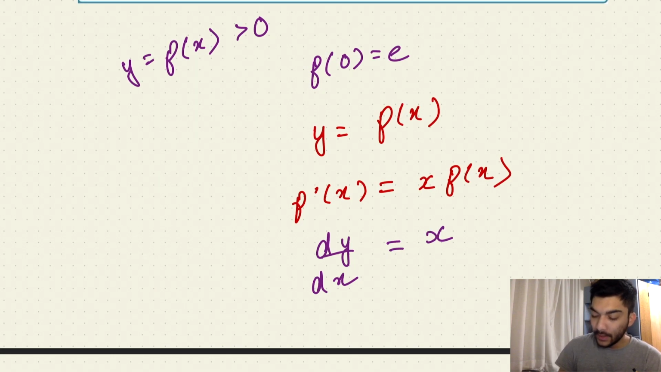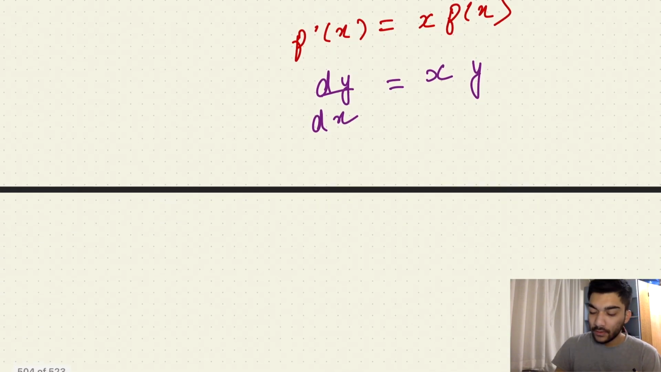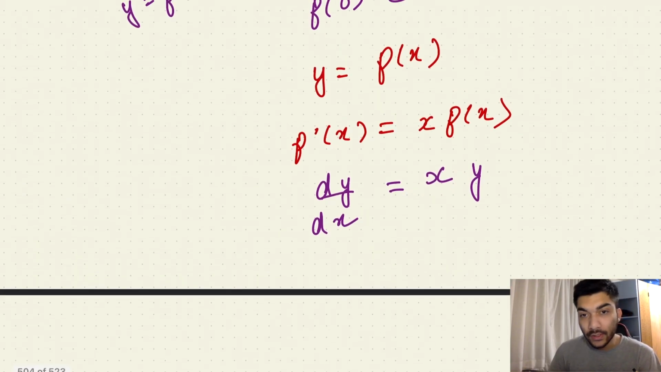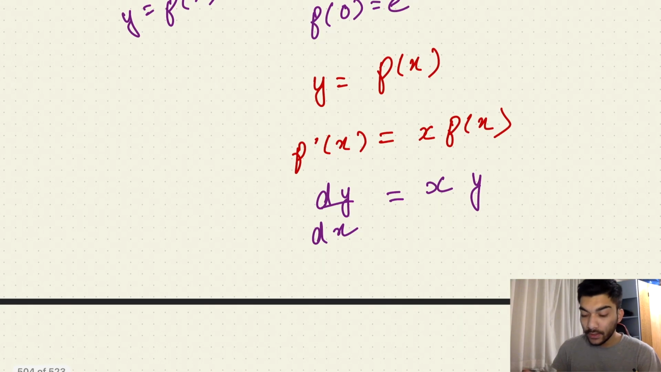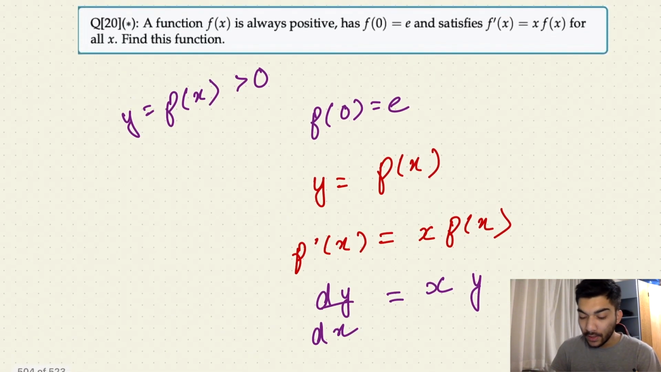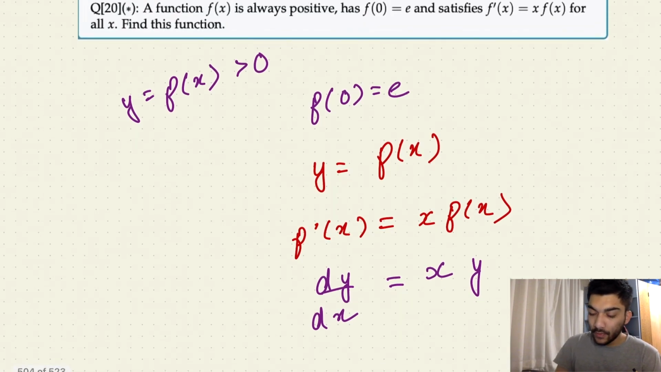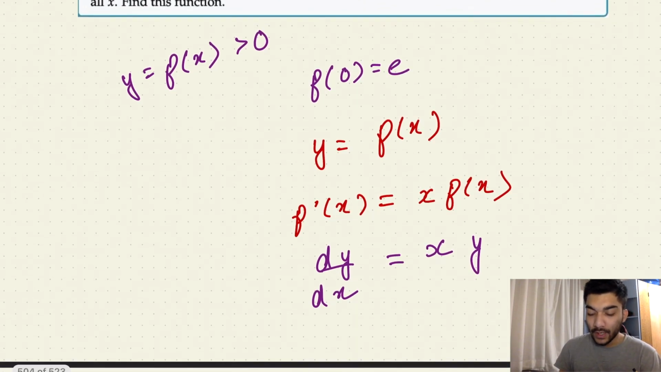It would be x, and then f of x is y, so we can write f of x as y again. And now you can clearly notice that this is a separable differential equation. You can separate y on the left hand side, and keep all the variables in terms of x on the right hand side. So you'll be able to easily solve this using the separable differential equation methods that we already covered in the last videos.